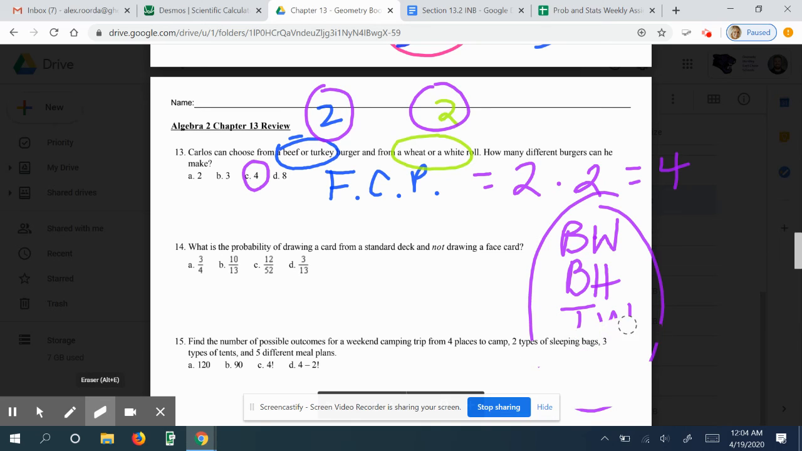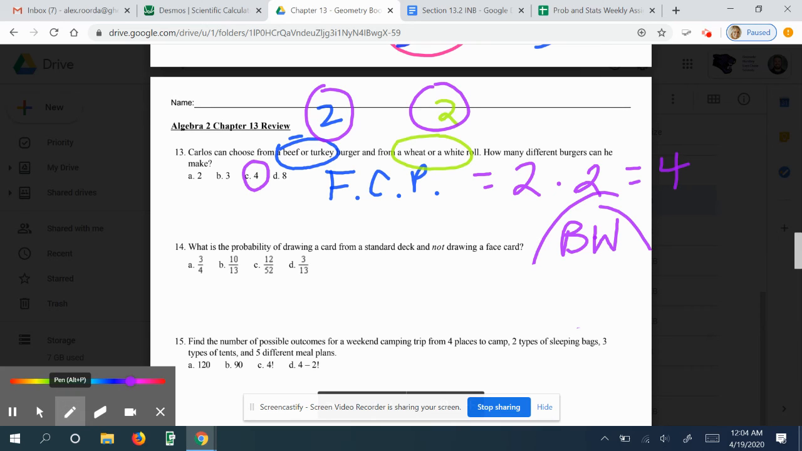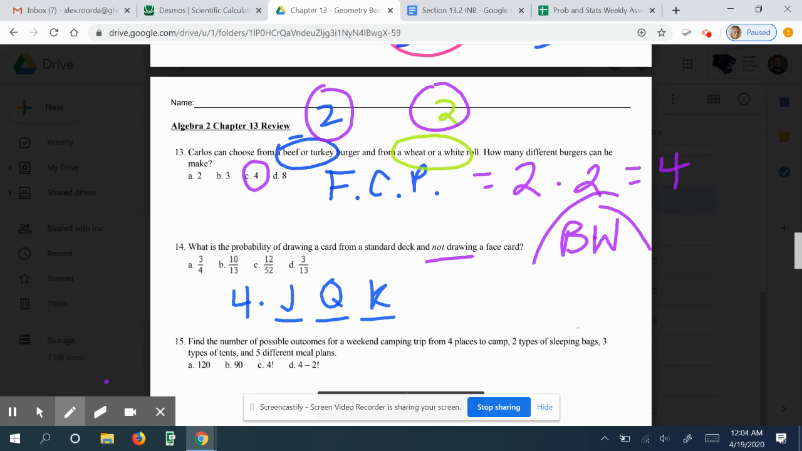Here's number 14. What is the probability of drawing a card from a standard deck and not drawing a face card? Not drawing a face card. So we have to think about how many cards are not face cards. There are 4 suits, and there's Jack, Queen, King. I think we're going to count an ace, right?